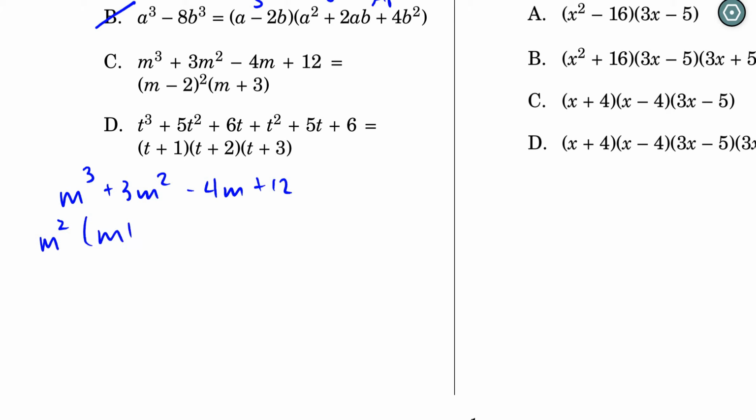GCF of 4m and 12 is 4, so I can take out positive 4 or negative 4. Well, if I take out negative 4, I'm going to get m minus 3. These don't match. That's a problem. If I take out positive 4, I'm going to get negative m plus 3. These still don't match. That's a problem. Therefore, C is not factorable at all. So we can't have a factorization, so that's the only one that doesn't make sense.